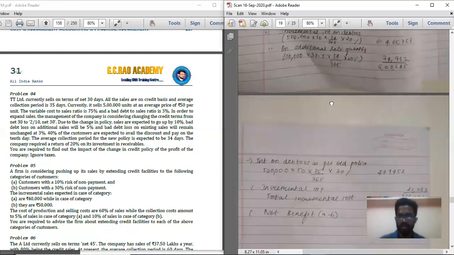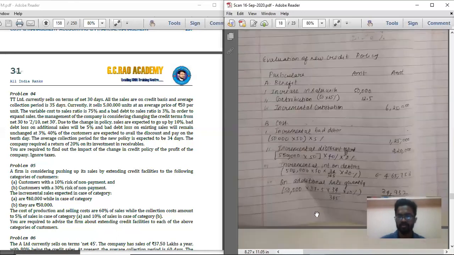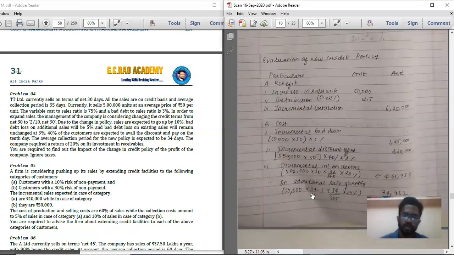Capital B, incremental cost. Below that, record small Roman number 1, incremental bad debts. See, bad debts for existing sales is the same 3% for the previous policy, that is the present policy, and also for the proposed policy it is 3%. But for incremental sales it is not 3%, it is 5%. So only this incremental bad debts we should calculate.